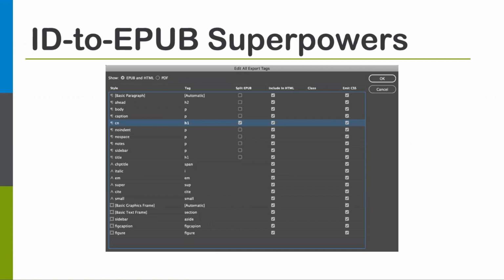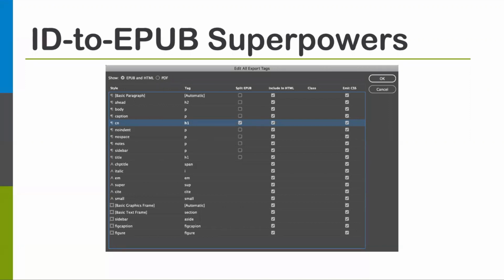So earlier, Michael showed you how you can map a style to a specific tag, and here you can see everything at once. He showed it to you in a micro way, one style at a time. In this screen, you can edit them all at once and see a broad overview of what your HTML is going to look like in the EPUB.